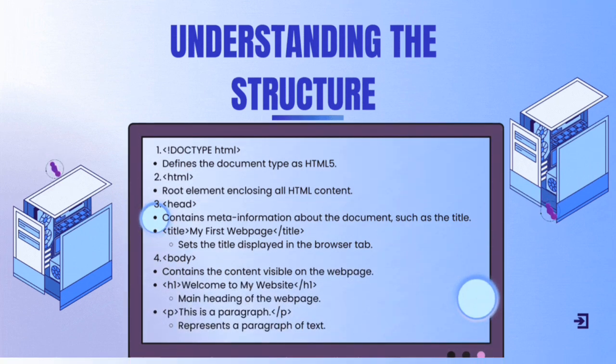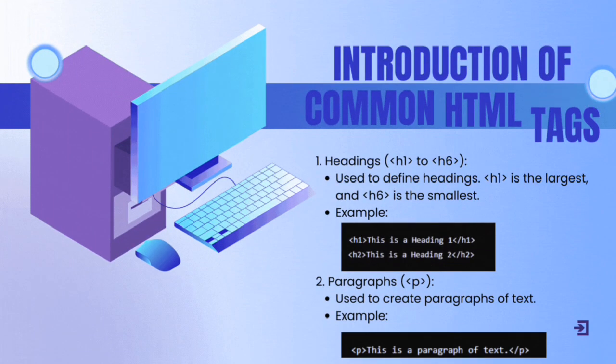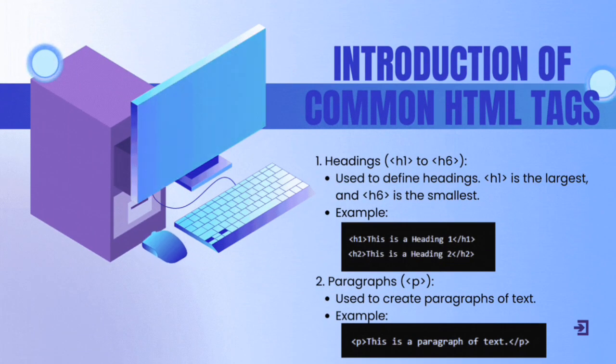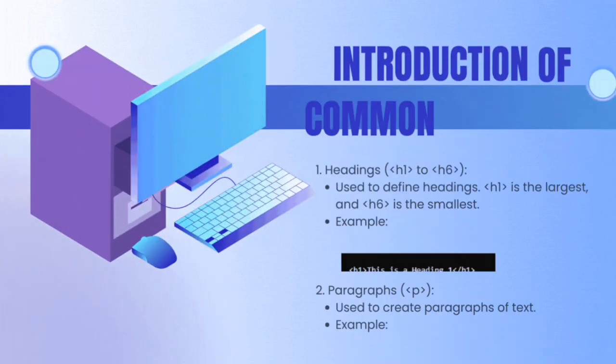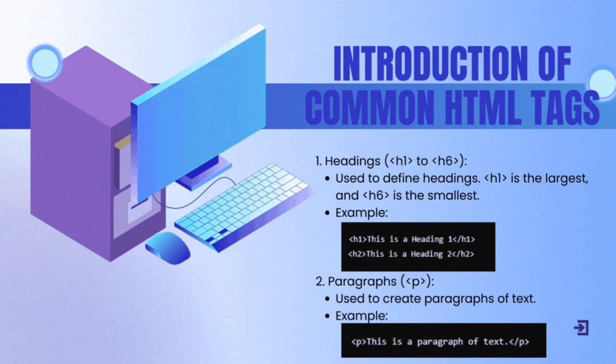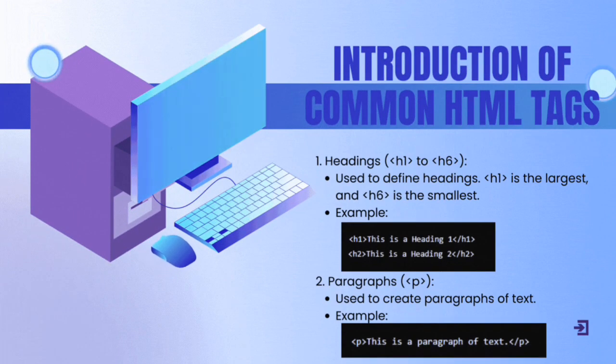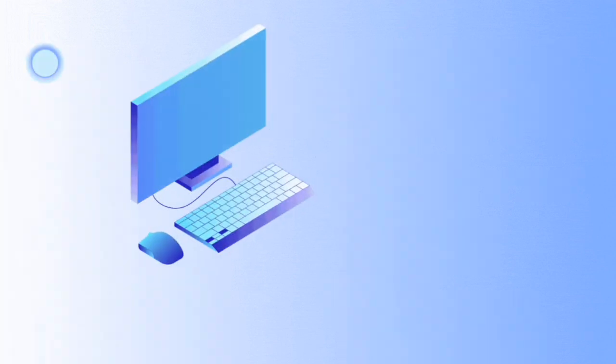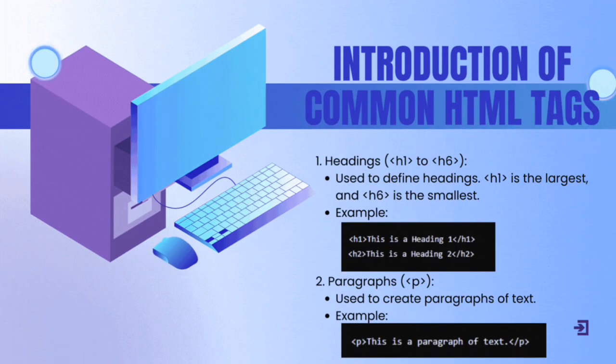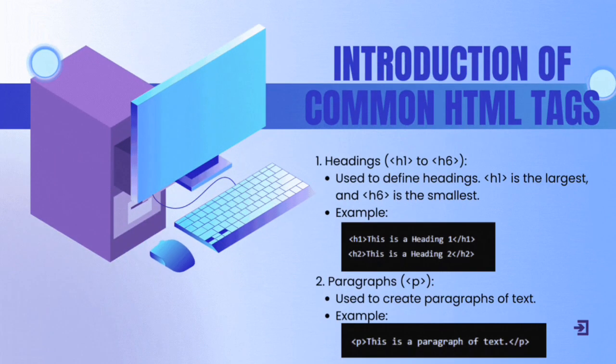Now, we will be understanding the most common HTML tags. Among them, first we will be learning about headings. Headings are used to define headings. In headings, there are 6 tags. It starts from H1 to H6. H1 is the largest and H6 is the smallest. H1 is used for the main heading. H2 and H3 are used for subheadings.